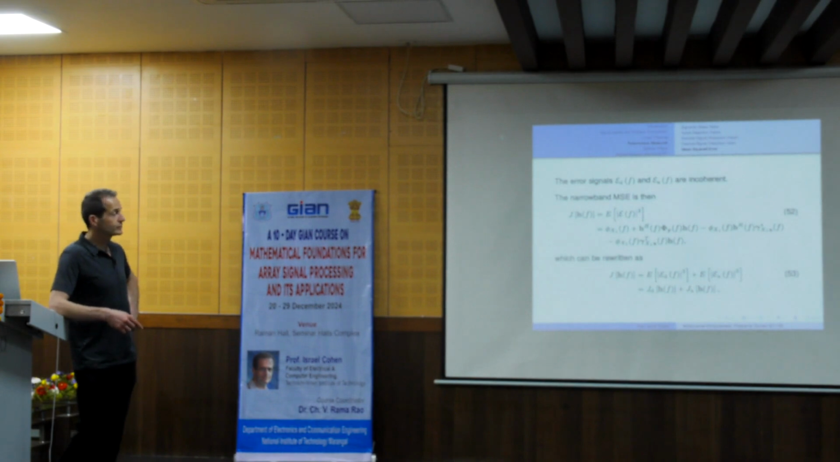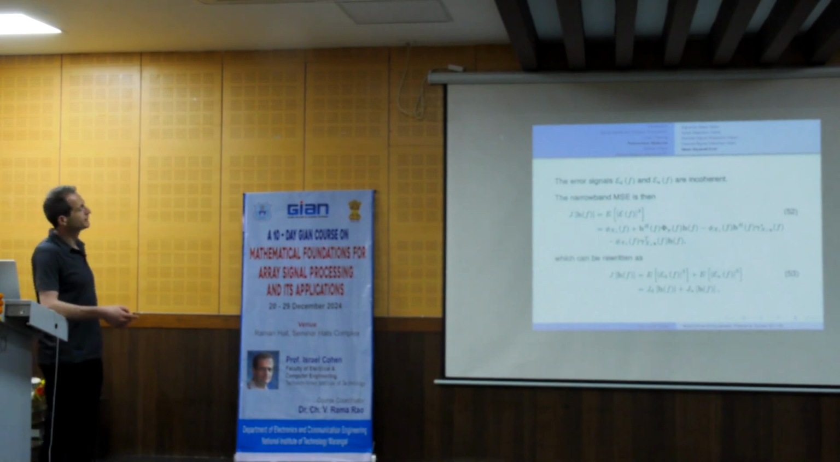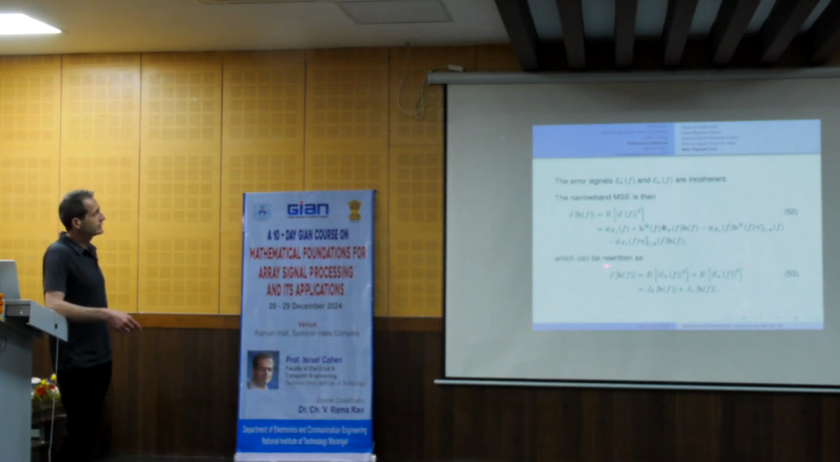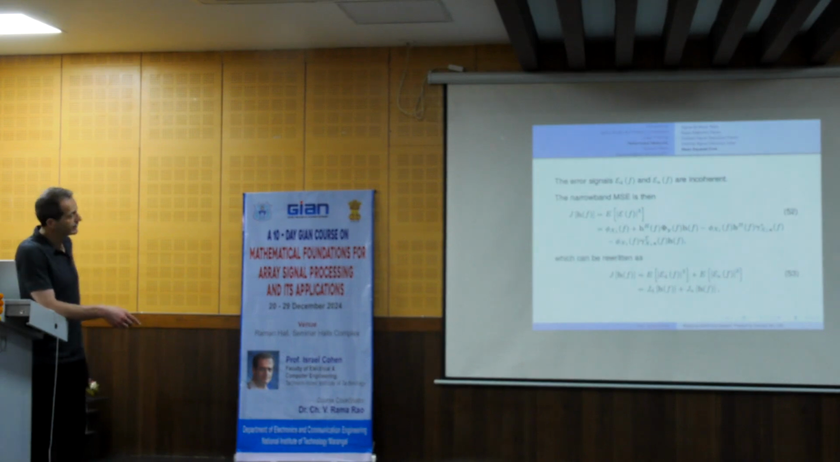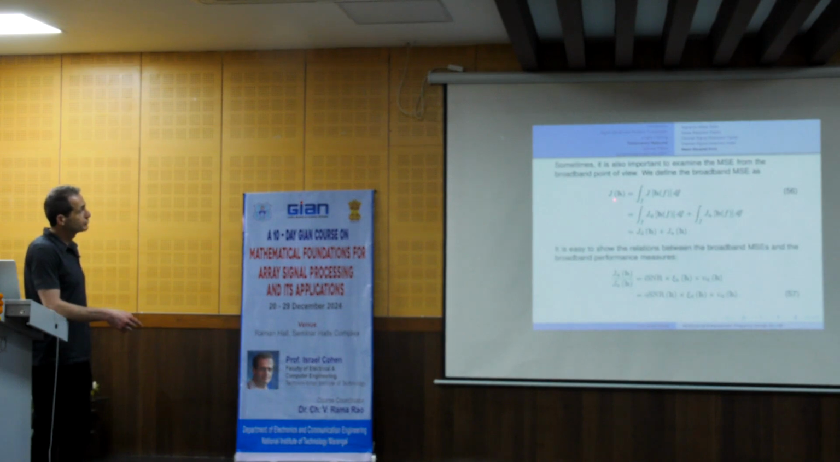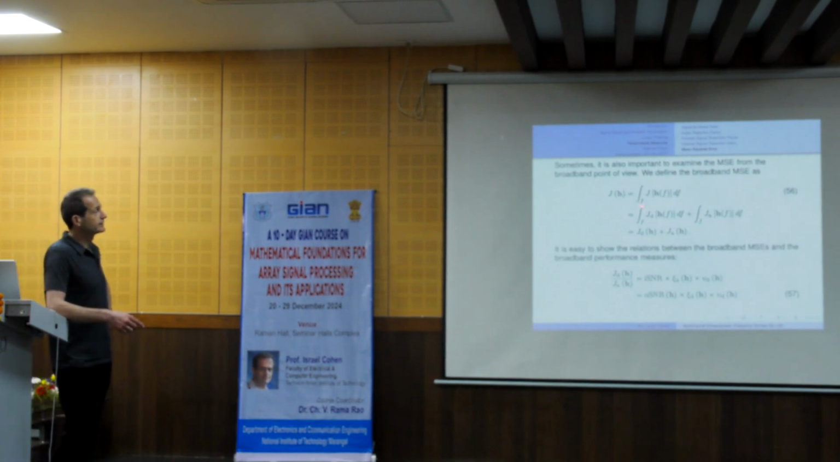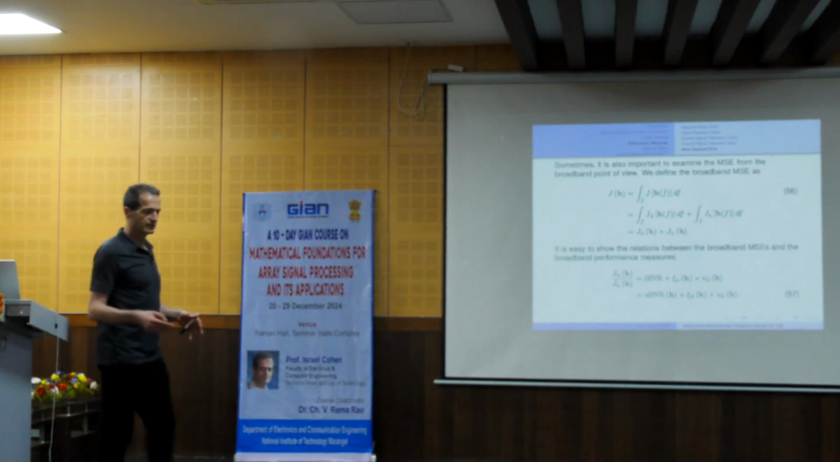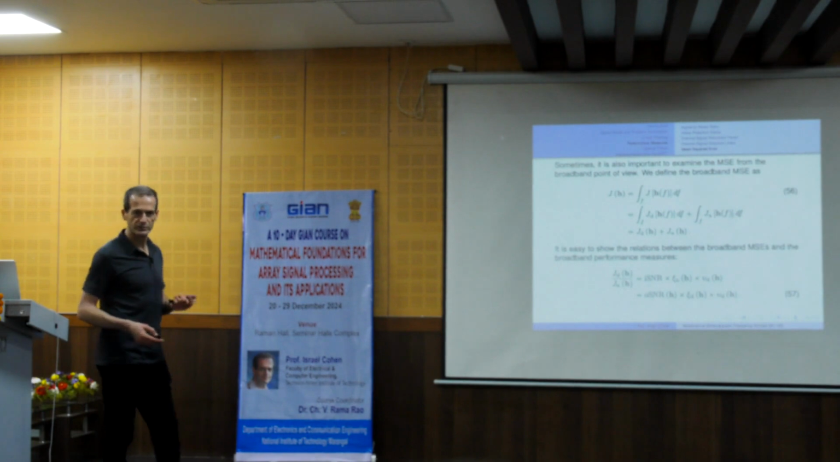And because we work on each frequency separately, it's much easier to derive. We will see afterwards. But here, this is the narrowband MSC, and it can be written as the summation of two components. One is the MSC related to the distortion, and one is the MSC related to the noise. And we can also define the broadband. Okay, so we have explicit expressions. And we can define the broadband MSC as the integral of the narrowband mean squared errors, because it will give us the total mean squared error over all frequencies.